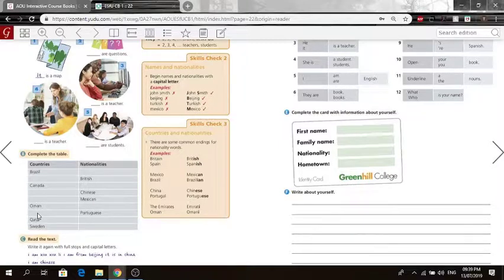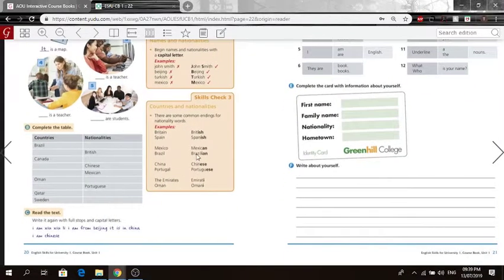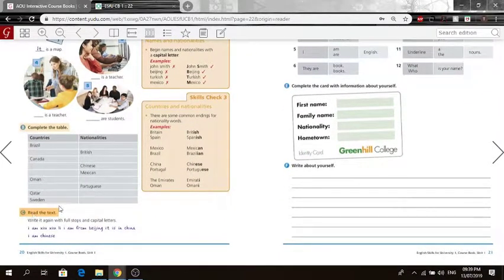Portuguese, obviously the country is Portugal. Qatari is Qatar, and the nationality is Qatari. And Sweden, it's actually Swedish. Okay, so these are the countries that use "ish". Okay, so just a quick read of the text here on exercise number 3.